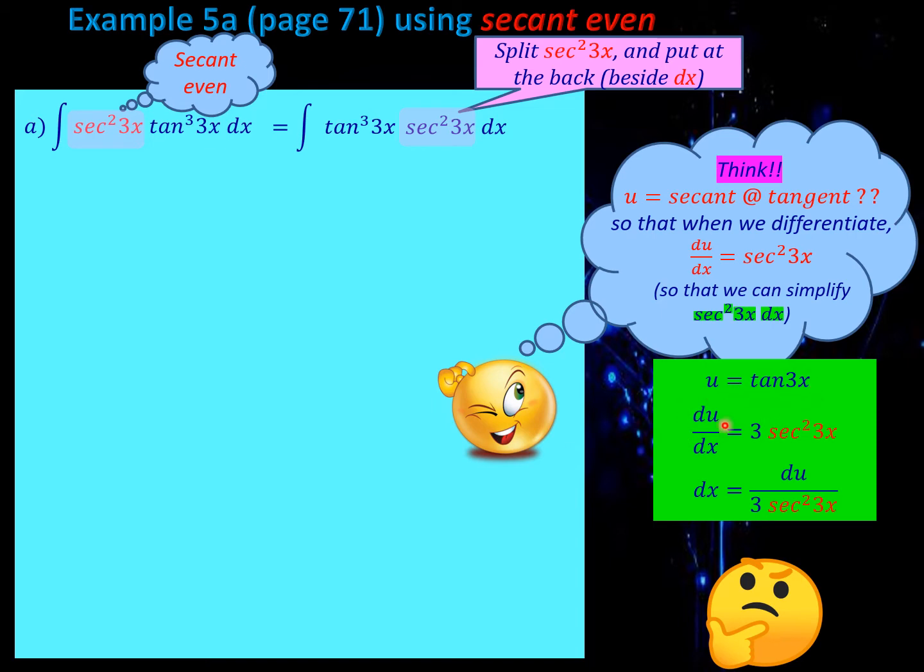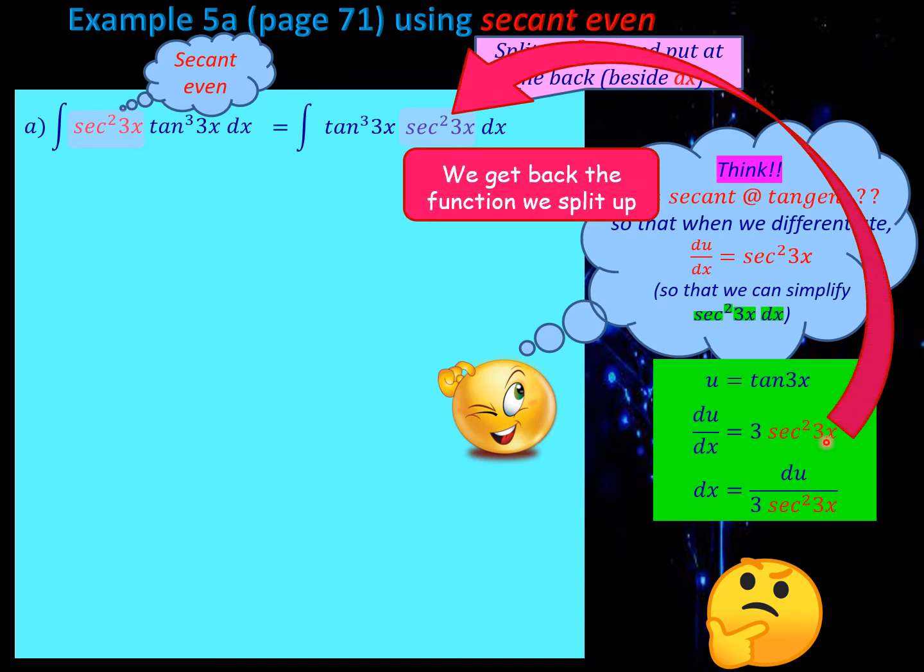Why? It is because when we differentiate, our du over dx will be 3 sec squared 3x. We get back the function we split up. Okay? And under U substitution, we need to write dx as a subject. So we have dx equals to du over 3 sec squared 3x.